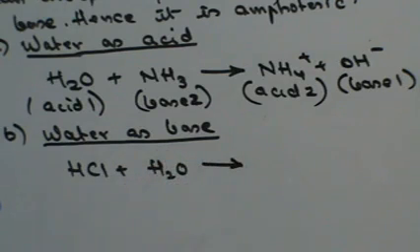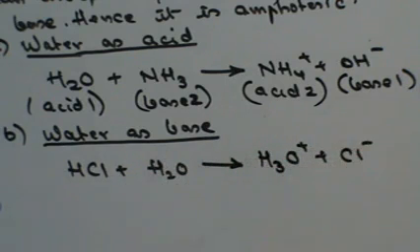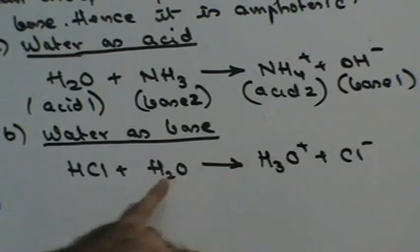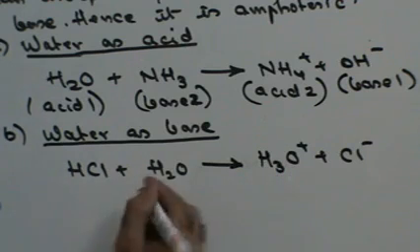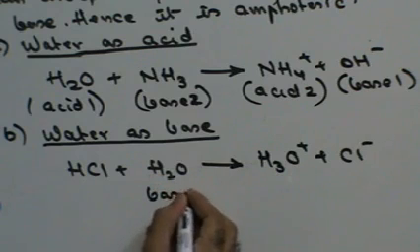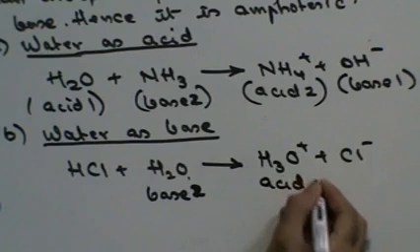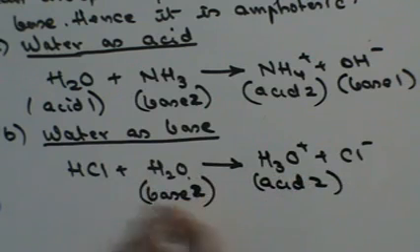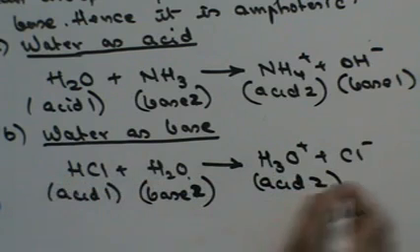When hydrochloric acid reacts with water, you get hydronium ions plus chloride ions, right? Now if you look at water here, you have 2 hydrogens here, you have 3 hydrogens here. That means water must have accepted a proton to form hydronium ion. Since it has accepted a proton, therefore this is going to be base 2, and this is going to be acid 2. And hydrochloric acid has lost a proton, therefore this is going to be acid 1 and base 1.